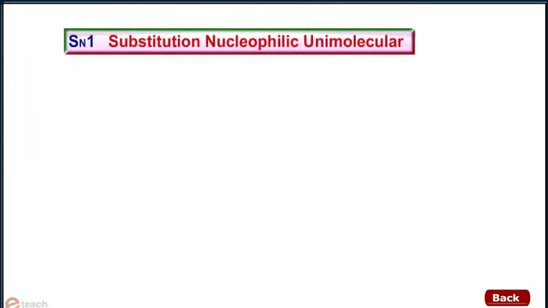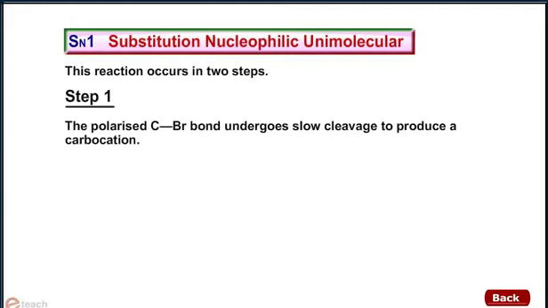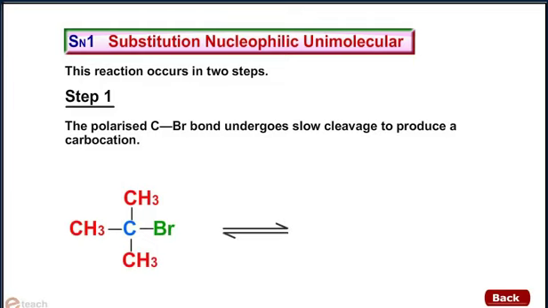This reaction occurs in two steps. Step 1 is the polarized C-Br bond undergoes slow cleavage to produce a carbocation. Consider the reaction (CH3)3C-Br reversible (CH3)3C+ plus Br-.